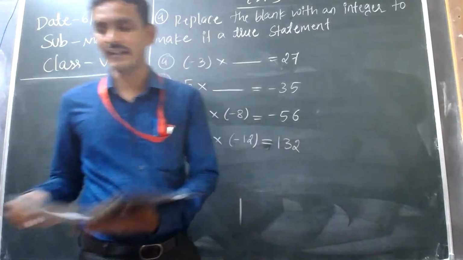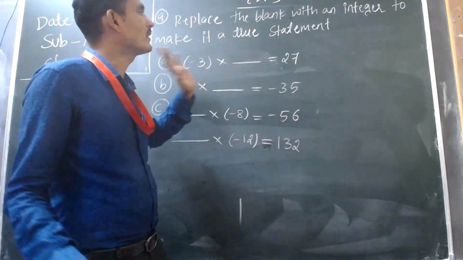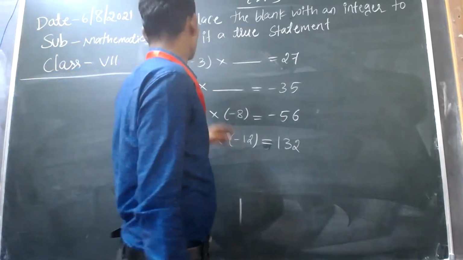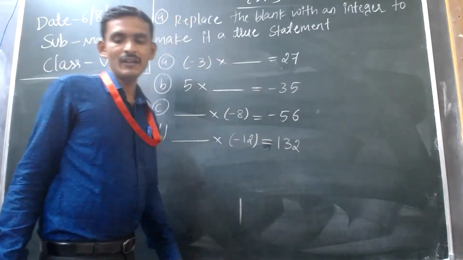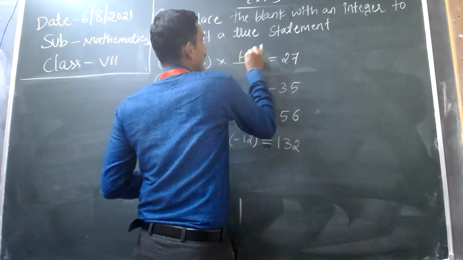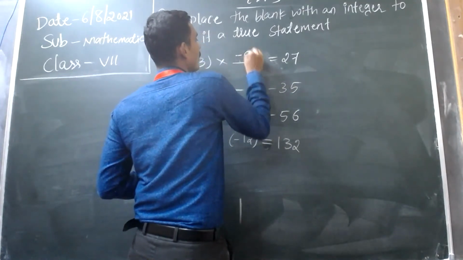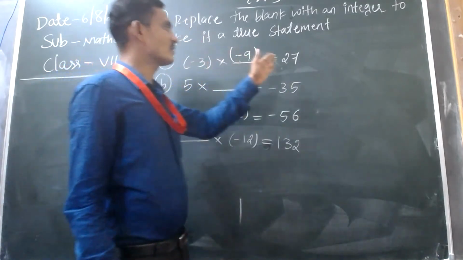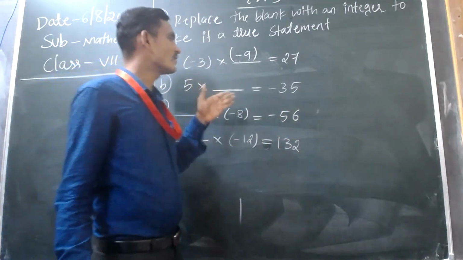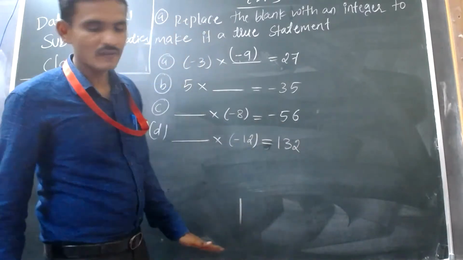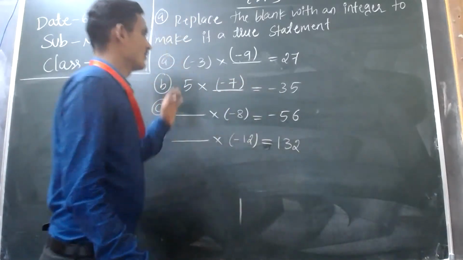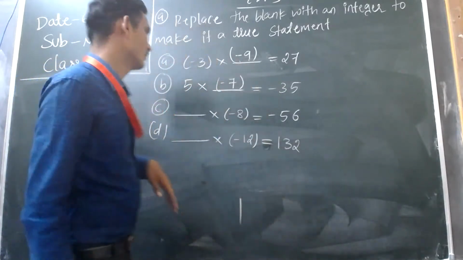So we have to replace with an integer. Means in the blanks we have to write an integer to make the statement true. Now, 3 into how much is 27? 3 nines are 27. So here minus is there, means here also we have to take a -9. So minus into minus plus, 3 nines are 27. Like that 5 is there and dash is there, -35. 5 how much is 35? 5 sevens are 35. Here minus is there, means you have to take -7.